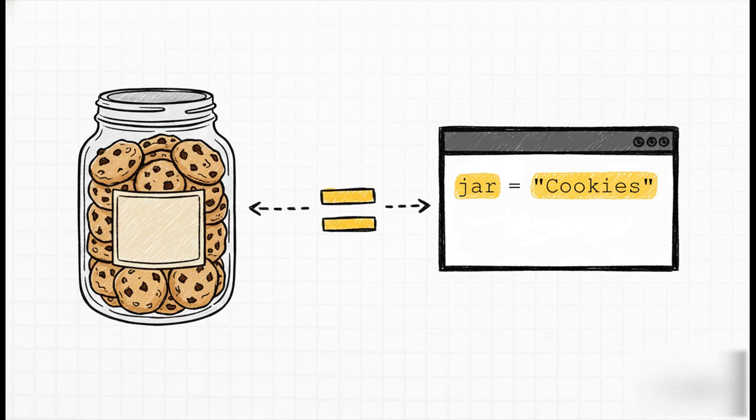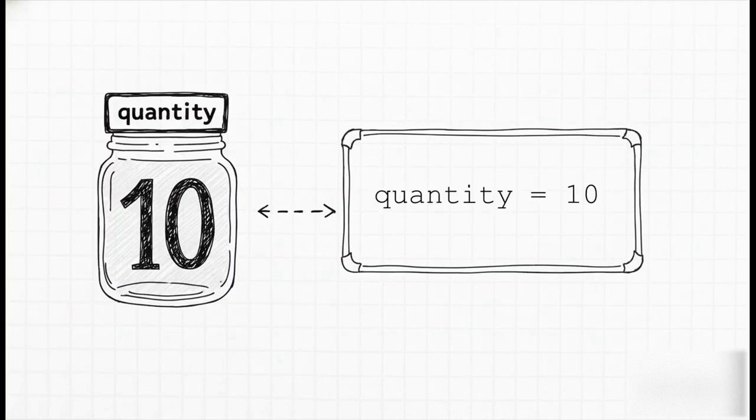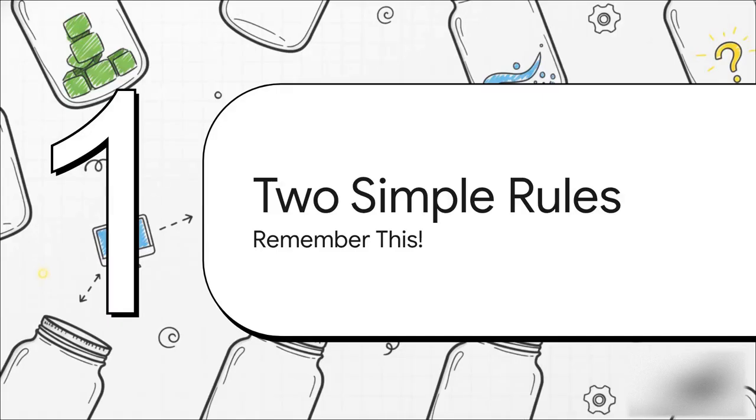We have our variable name, which is jar, then an equal sign, and then the data, cookies. This single line of code is a command. It's literally telling the computer, hey, create a container, name it jar, and put the word cookies inside. And it's not just for words. Check out this example, quantity equals 10. Same exact idea. We're just telling the computer, okay, new container, name this one quantity, and put the number 10 inside. So the data we store can be text, or it can be a number. It doesn't matter.